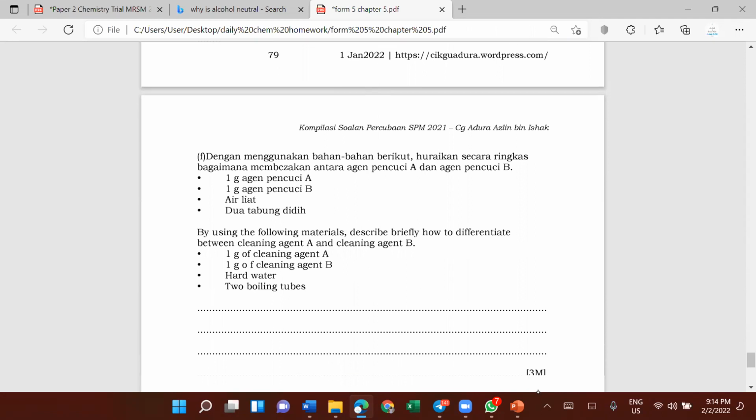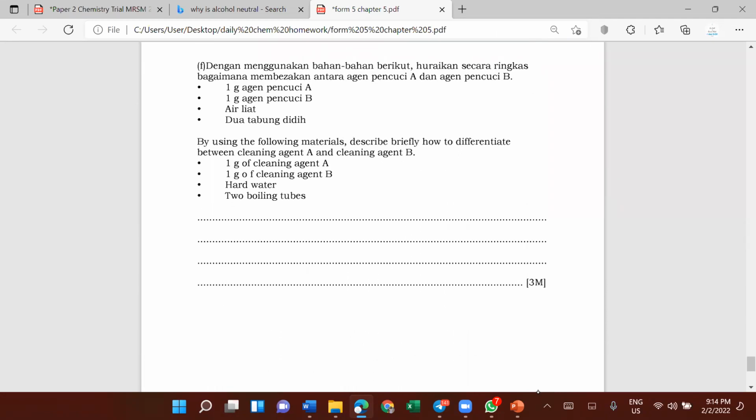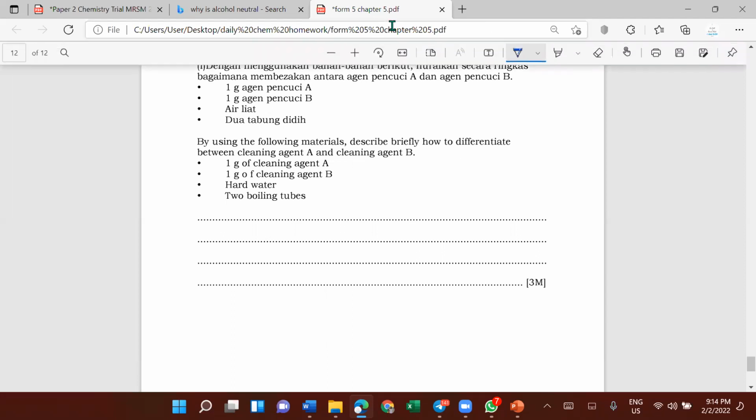Okay, last one. Same thing as just now. Okay, A and B. How can I differentiate A and B? I've got hot water, I've got cleaning agent B, cleaning agent A, and 2 boiling tubes. Let me hear your answer. Say it out to teacher so you don't have to write. Maitali, would you like to try?